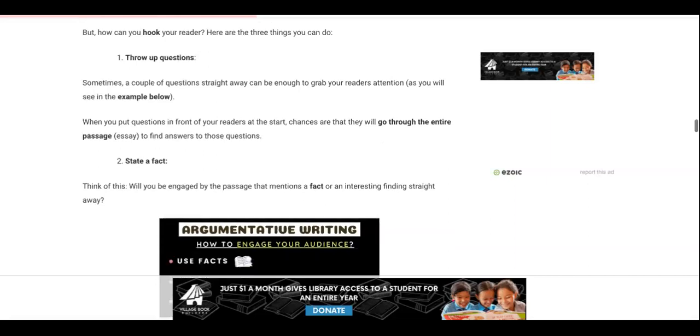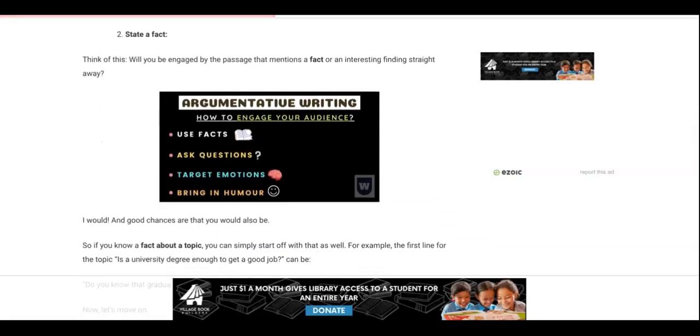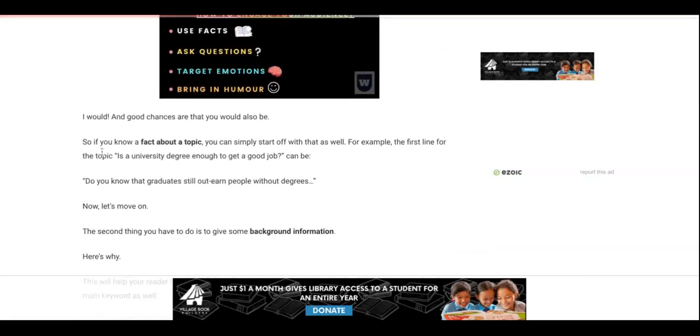Then the second one is that you state a fact. So 99% of the people in the world think that sports is more than an exercise. There you go, that's a fact. You can target humor, you can target emotions, whatever you want to. So they've given us an example. For example, the first line of the topic, is a university degree enough to get a job? Do you know that graduates still out earn people without degrees? So now they've given us a fact.